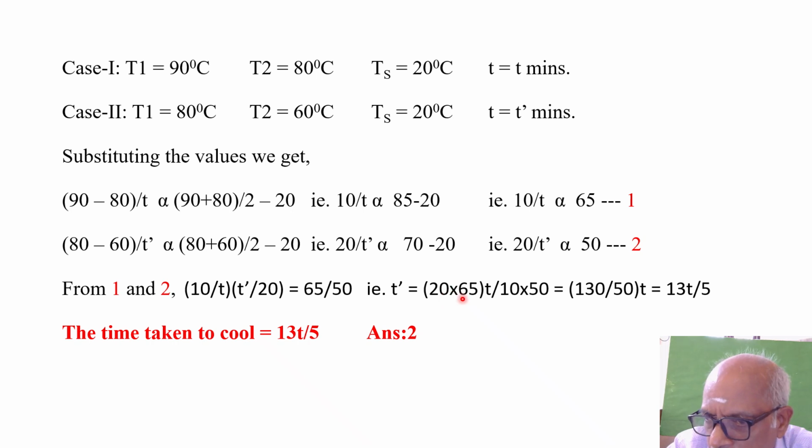So 2 into 65, 130 divided by 50. 0 and 0 you cancel it. So 13 by 5 into T. Rather to say 13T divided by 5. So the time taken to cool is 13T by 5. Option 2 is the right answer for this question.